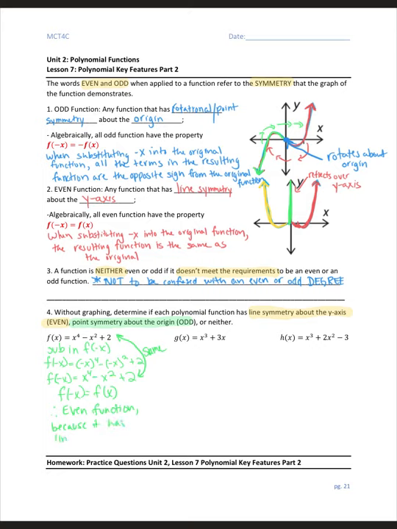So if we were going to put this on a graph, we would see that we'd be able to reflect the graph over the y-axis. And it would look the same on the other side. It would be the mirror image. Okay, let's try another one.